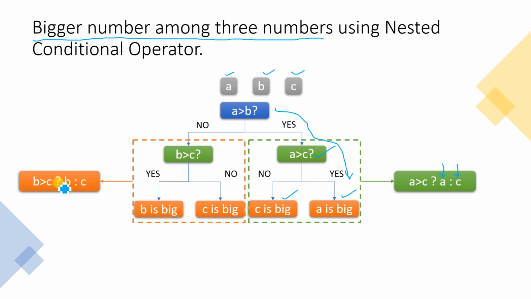So this can be written something like this: if B is greater than C, if the condition is true, B gets executed. If the condition is false, C gets executed. So this is the true part, this is the false part. Similarly here, this is the true part and this is the false part. Okay, so now you can see this is the smaller region of the bigger triangle, the bigger pyramid over here.